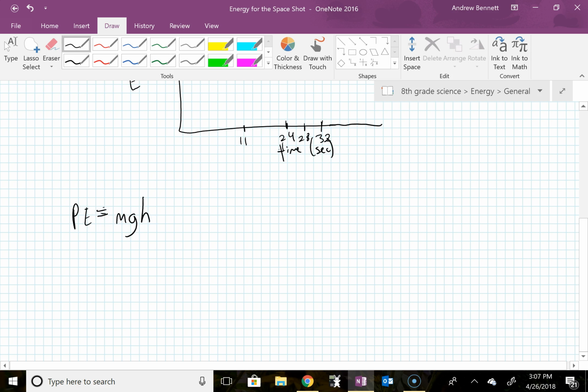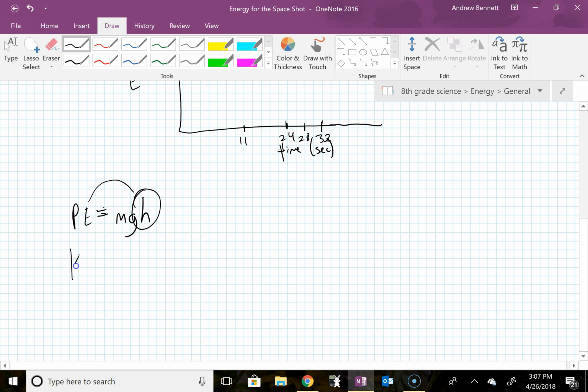Now, for the people riding on the Space Shot, mass and gravity will stay constant the whole way through. It doesn't actually launch you into space, so we don't have to worry about gravity changing. And the mass of the person stays the same because the number of atoms that make up their body stays the same. Height does change, though. They go way up high, they come back down low, way up high, come back down low. So for the potential energy graph, we're going to be thinking about height.